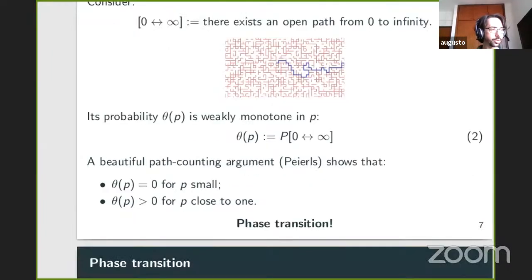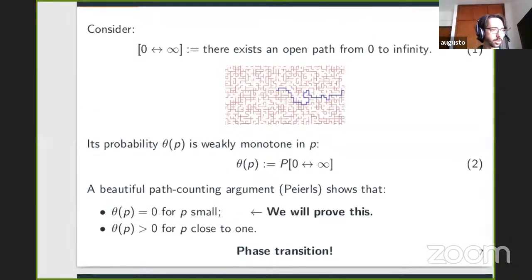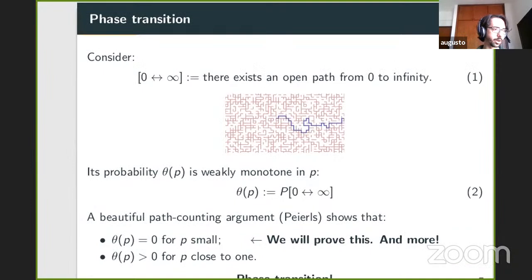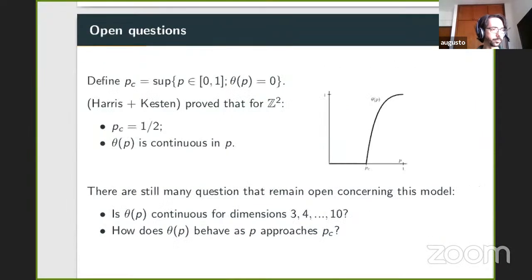We are going to prove the first line. So we're going to prove the first line, which is very easy. You probably saw this already if you follow the percolation course in your life. So this is not very groundbreaking. But we're also going to prove a little bit more in this class. So stick around, even if you have already seen percolation somewhere, we're going to show a bit more.